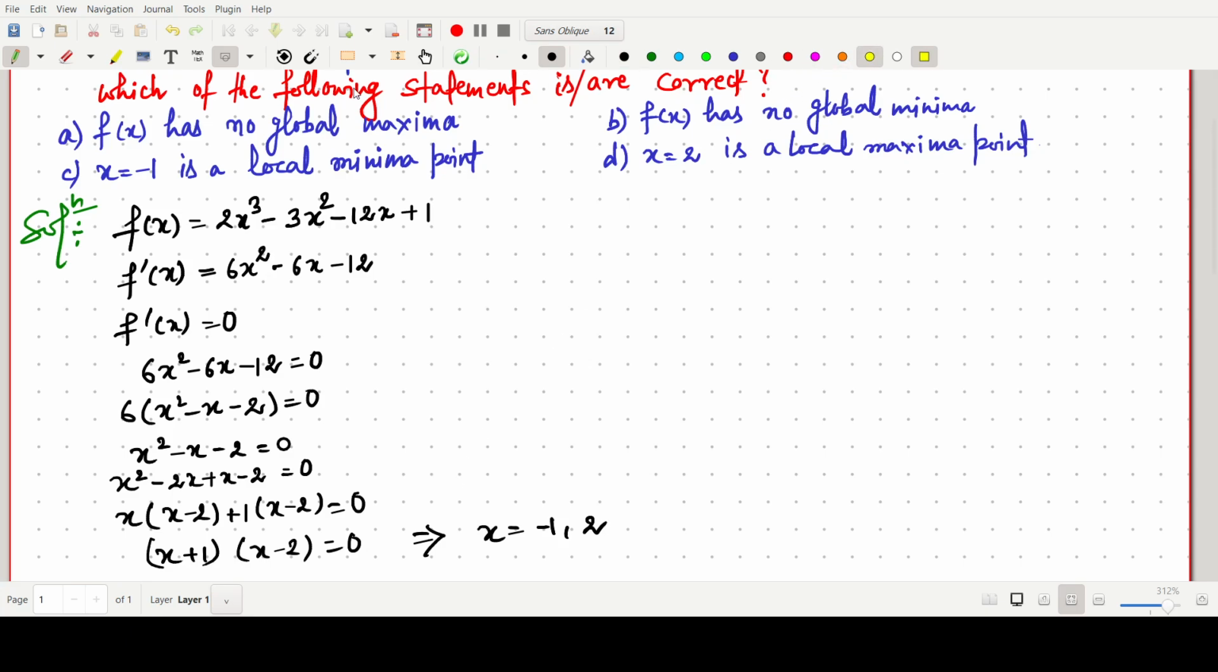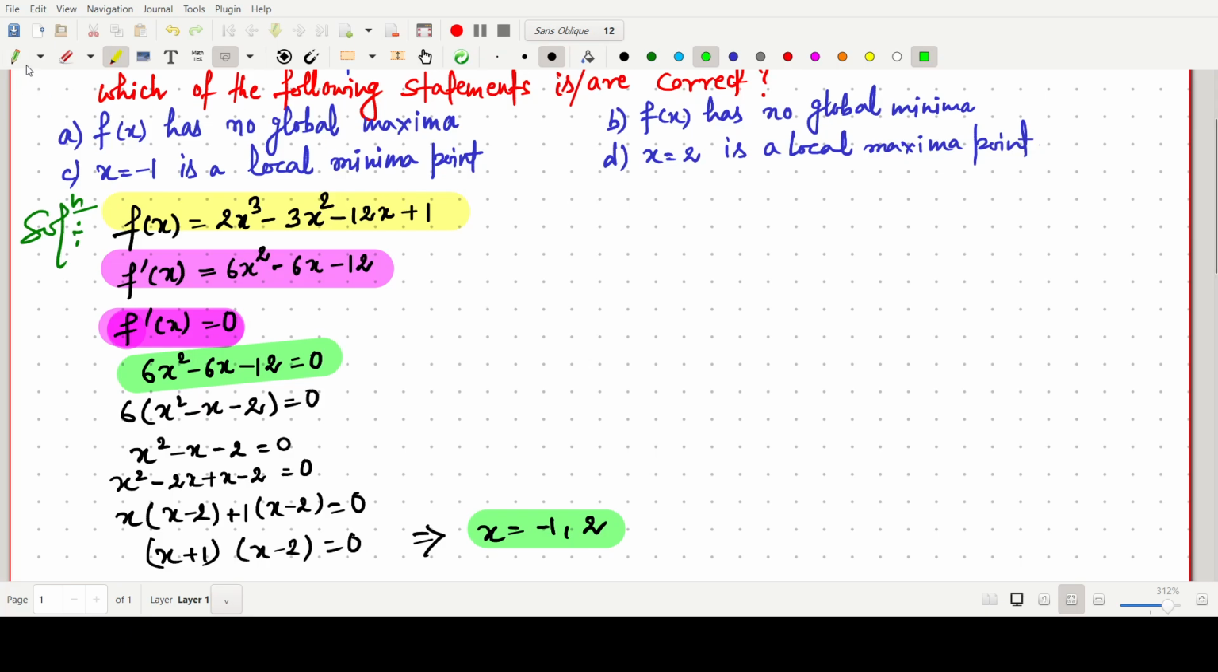So the very first thing for local maxima and minima: if the function is given, first differentiate it and find f'(x). Then we make it 0, and finally we get the two points, that is our critical points, x = -1 and x = 2.